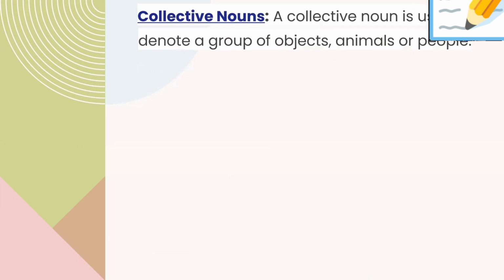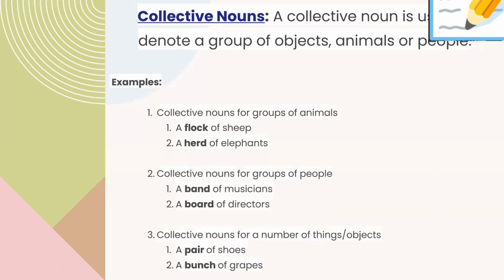So let's look at the examples of collective nouns. Example 1, collective nouns for groups of animals: a flock of sheep, a herd of elephants. Example 2, collective nouns for groups of people: a band of musicians, a board of directors. Example 3, collective nouns for a number of things or objects: a pair of shoes, a bunch of grapes. So these are the examples of the collective nouns.